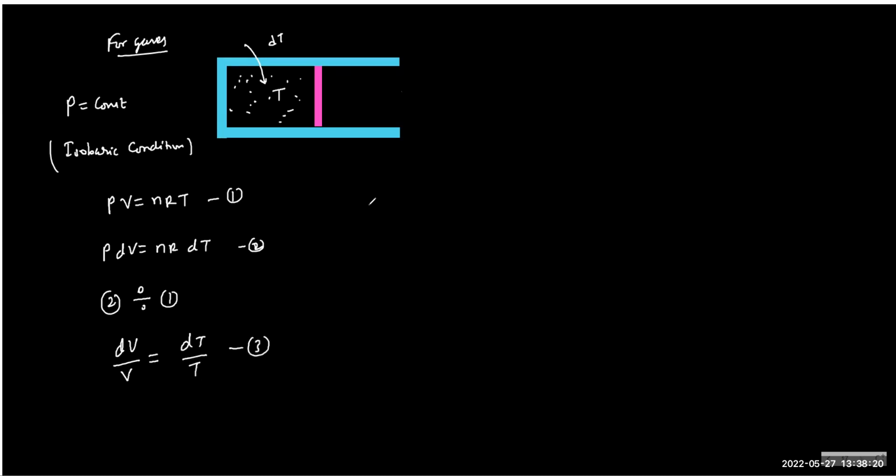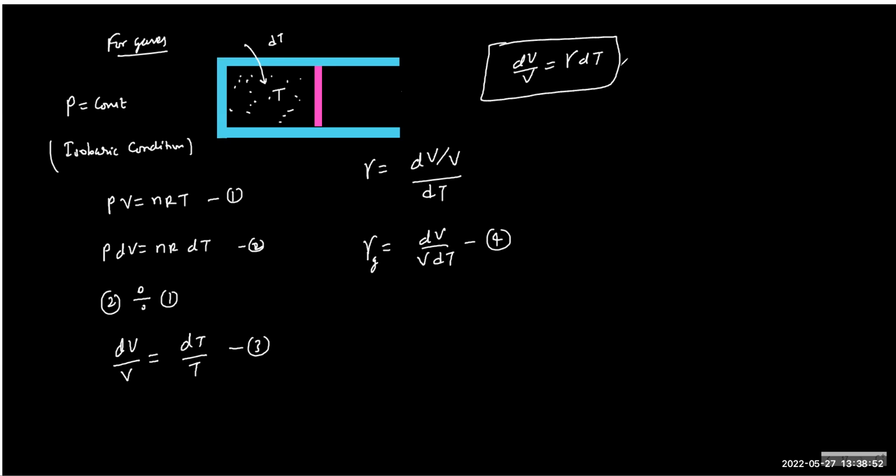Now from the gamma definition, what is gamma? Fractional change in volume per unit change in temperature. So by default, gamma is defined as dV by V dT. Understood? That's the definition of gamma: fractional change in volume per unit change in temperature. So dV by V is gamma dT. Don't worry about remembering this, we have done this in further explanation.